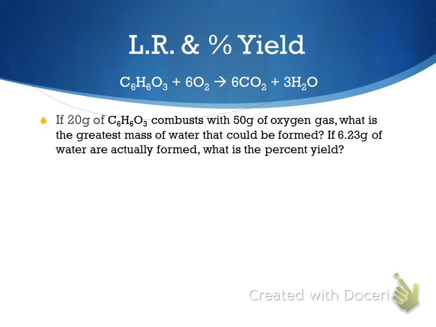Okay. This asks us if 20 grams combust with 50 grams of oxygen gas, what is the greatest mass of water that could be formed? We want to find out how much water, and it says mass specifically, so that means we're looking for how many grams of water could we yield. Then it goes on to say if 6.23 grams of water are actually formed, what is the percent yield?